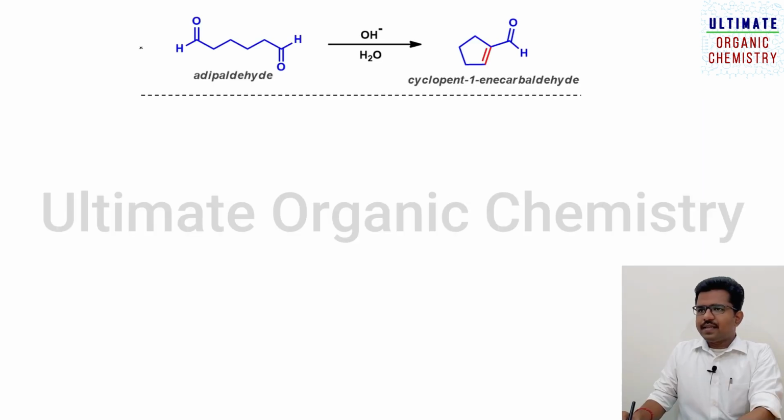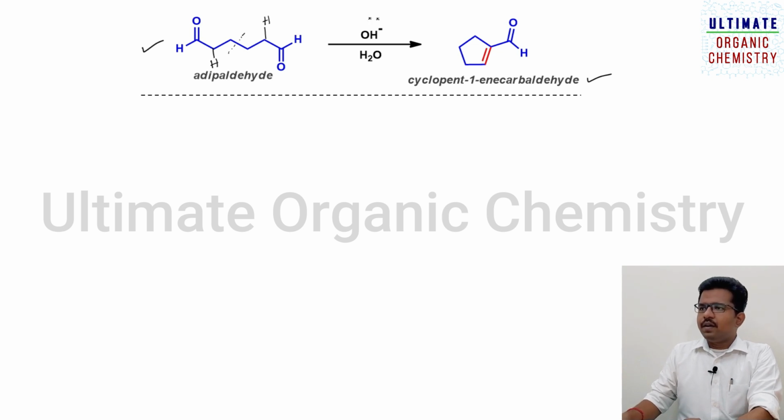Let us take this example in which adipaldehyde is reacting with base in water as a solvent. It will be converted into cyclopent-1-ene carbaldehyde as a product. Before going to the mechanism of this reaction, I would like to discuss the symmetry of this molecule. Suppose I cut the compound between these two carbon atoms, the number of carbon atoms on this side and this side are both the same. That means the compound is symmetrical in nature. If a compound is symmetrical in nature, this alpha hydrogen and this alpha hydrogen are both the same.